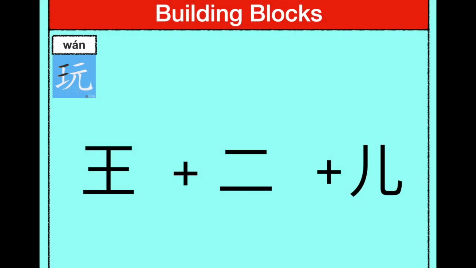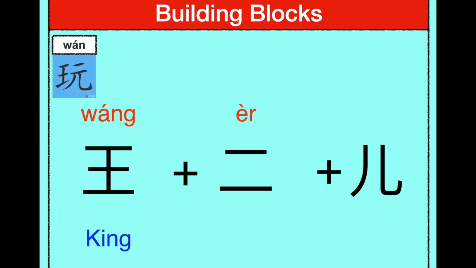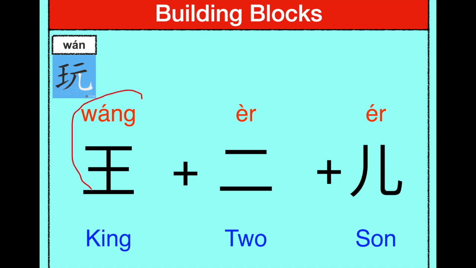There are 3 parts in 玩. The first part is 王 means king. The top right part is 二. The pronunciation is 二, but in real life we usually say 二, means 2. The bottom right part is 儿, means son. So the radical for this word is 王. So we say 王字旁.